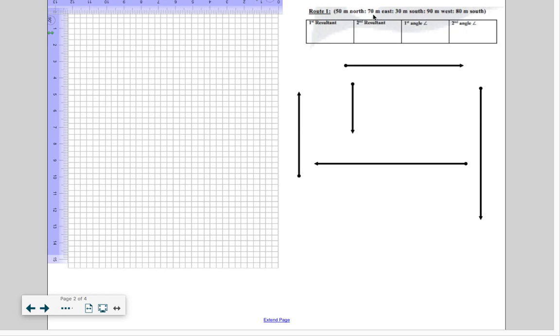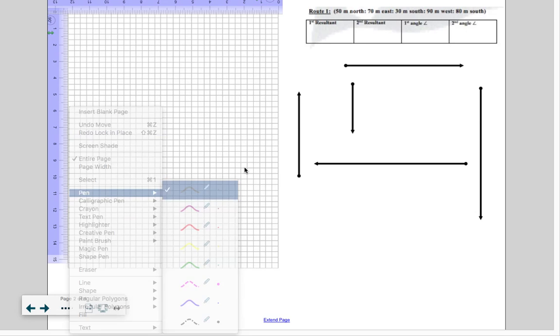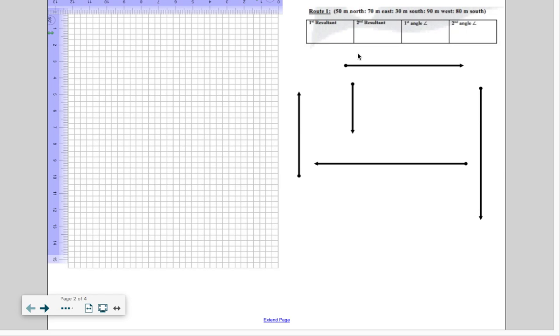We have 50 meters north, 70 meters east, 30 meters south, 90 meters west, and 80 meters south. So I went ahead and created all of these, so that I have all my vectors. I made sure these would be to scale, and you'll be able to do that with a ruler. Your scale will be whatever you think is going to work well.